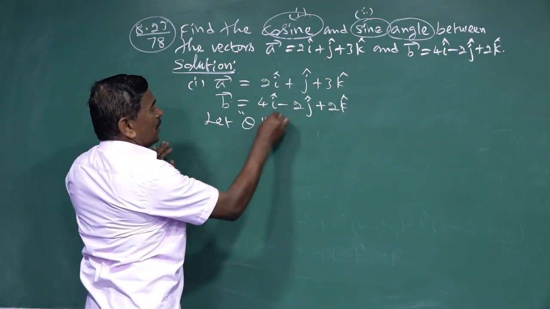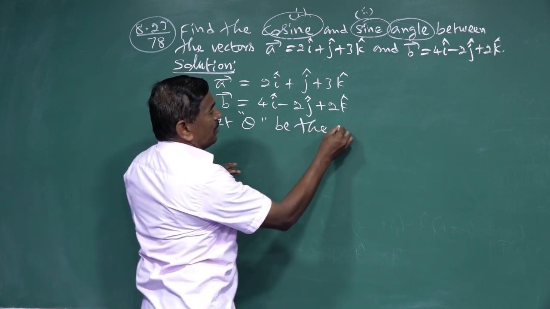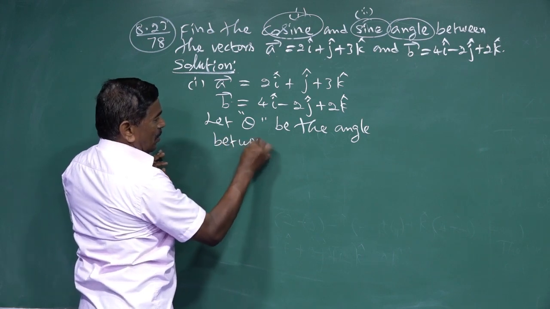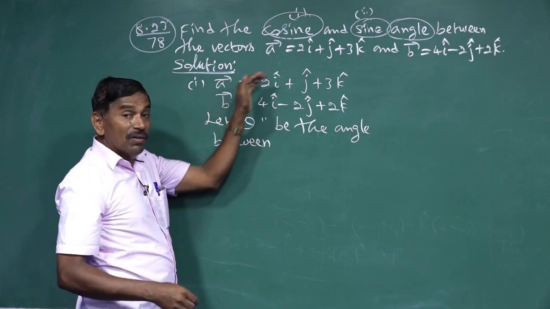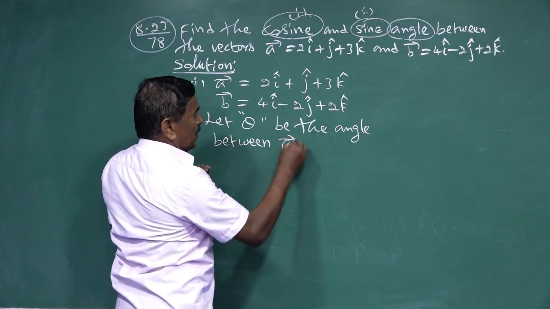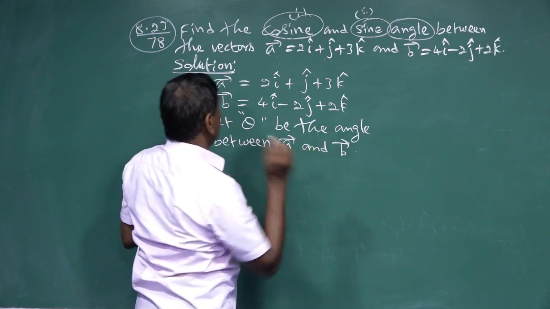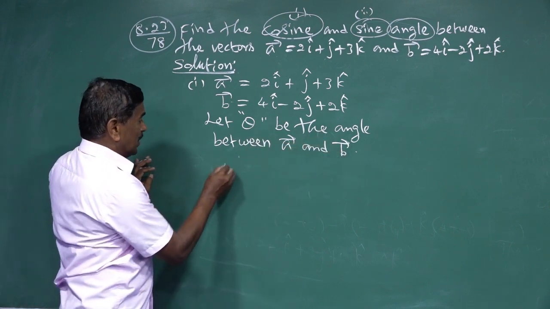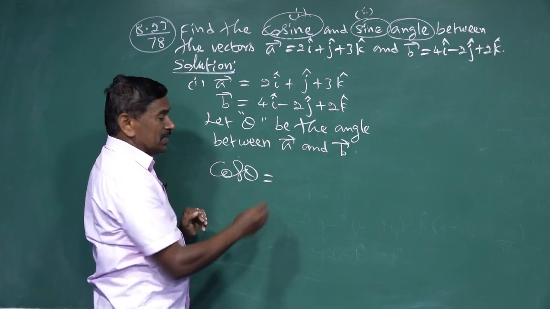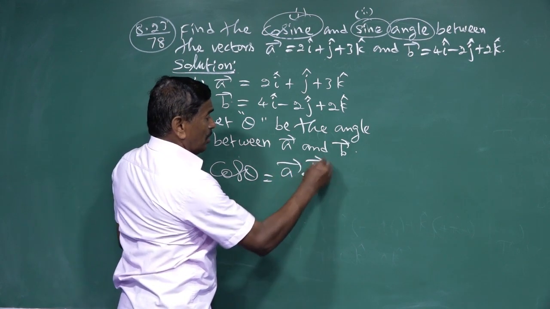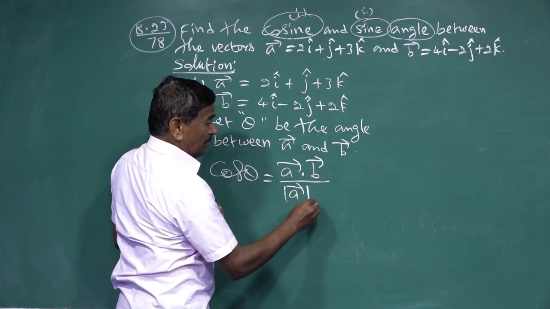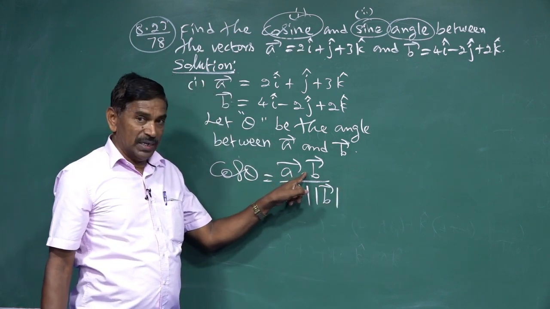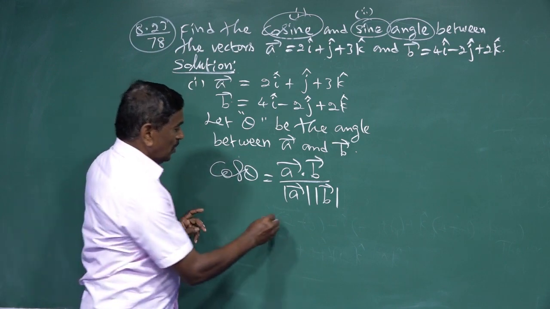Let theta be the angle between A vector and B vector. The angle is given by the formula: cos theta is equal to A vector dot B vector divided by modulus A vector into modulus B vector. For the cos ratio, use the dot product.